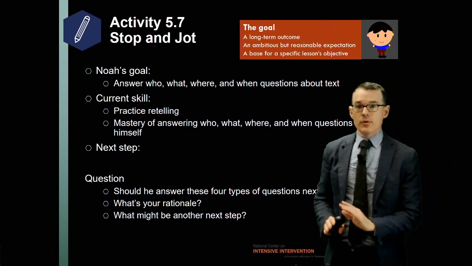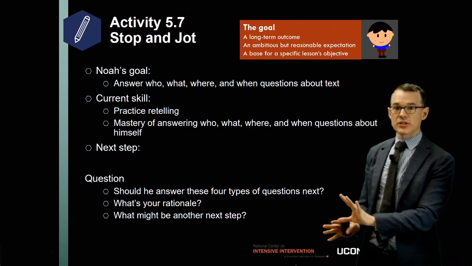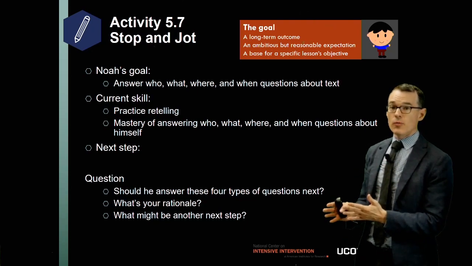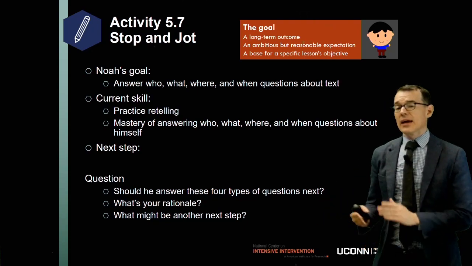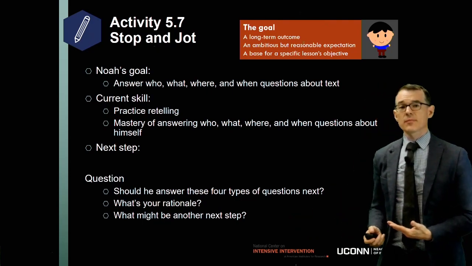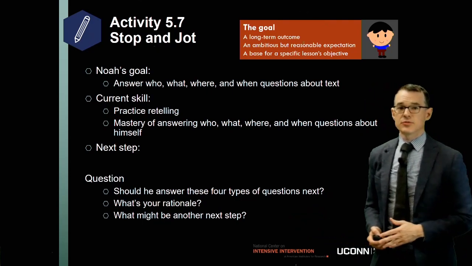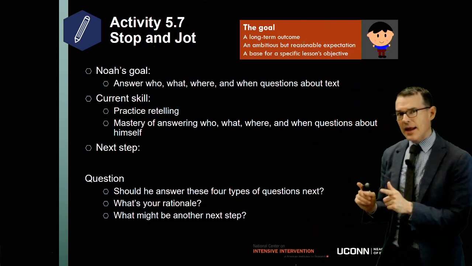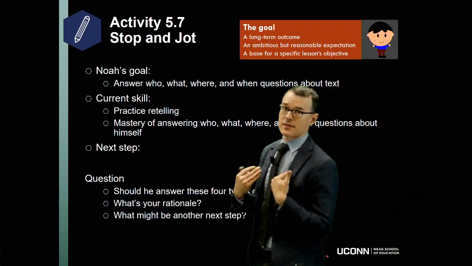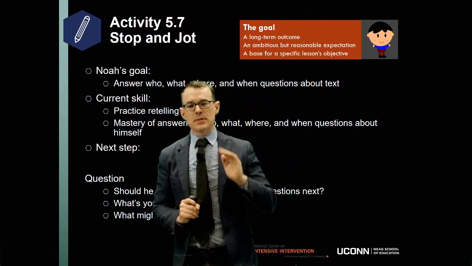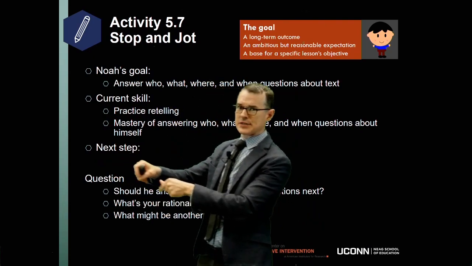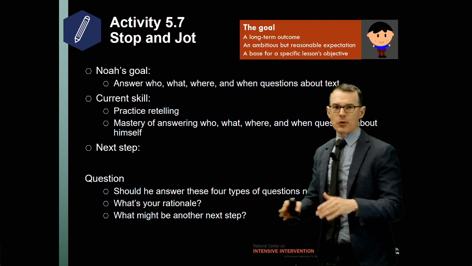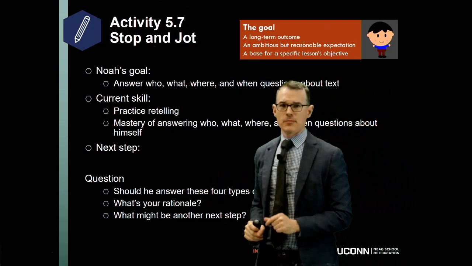Should he, for example, answer all 4 of these types of questions next? And if so, what's your rationale for that? And whether or not you think that's right, what could be something else that we could do next? What would be another next objective to focus on for Noah? So think about that, and then we'll come back together and I'll tell you what I think the answer is. But take a minute to pause the video, go into your activity workbook, and do that one. So I'll see you in a second.